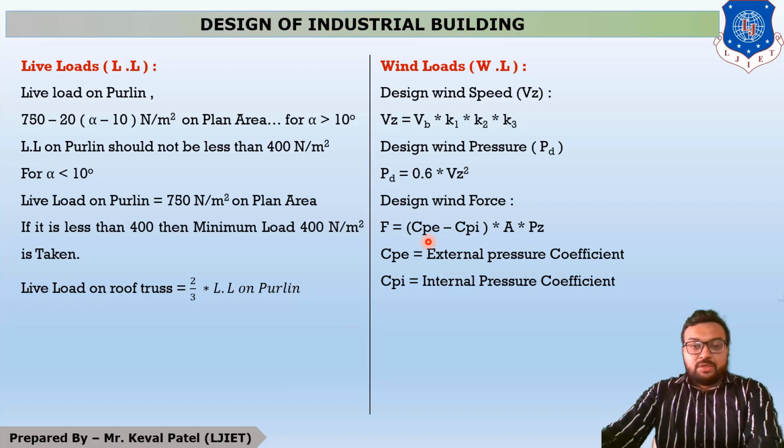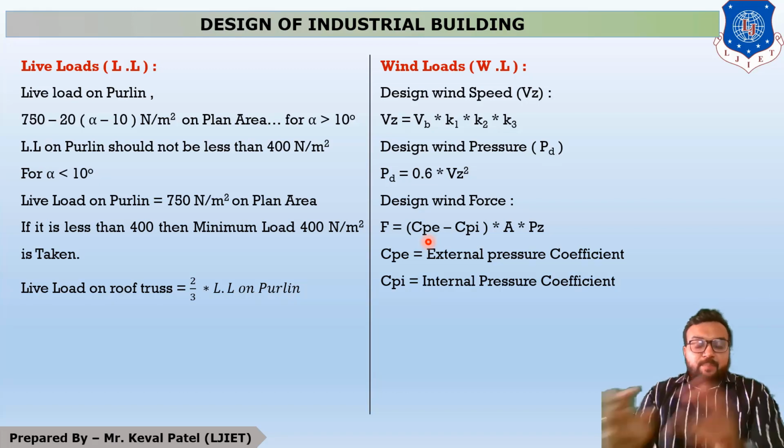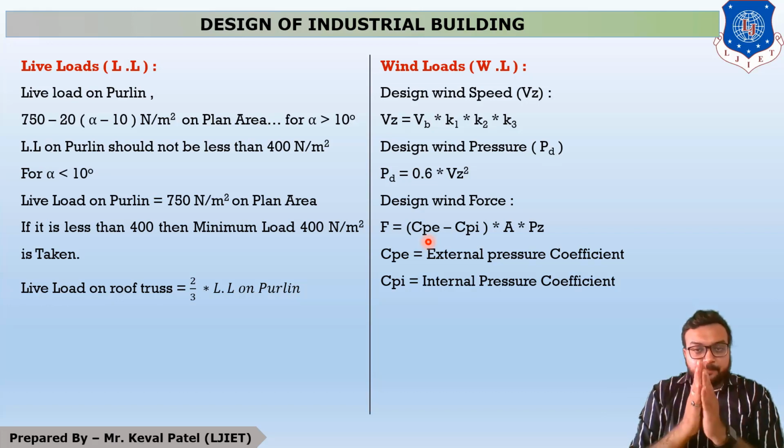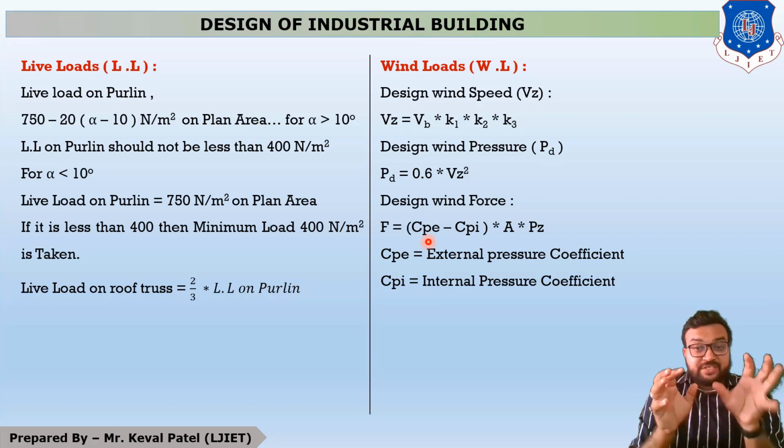Okay, so students, these are the major three loads which we have to calculate when we design for an industrial building. So this is our first type of example. Now in the second type of example, we have to design for purlin. Whenever we have to design a purlin, there are two types of examples.